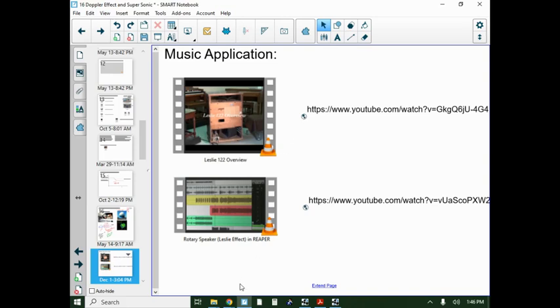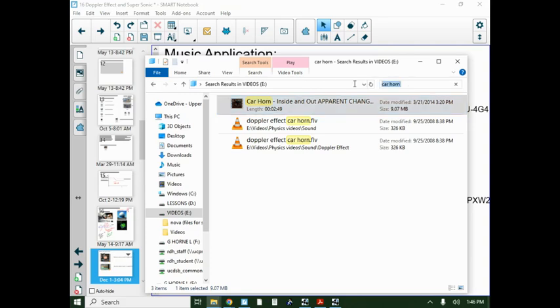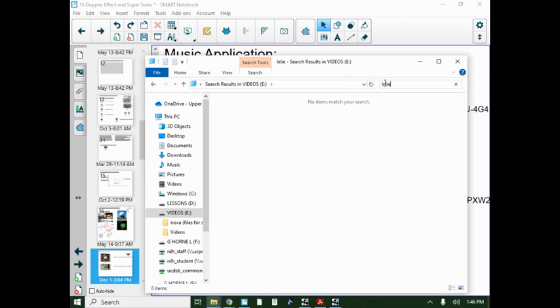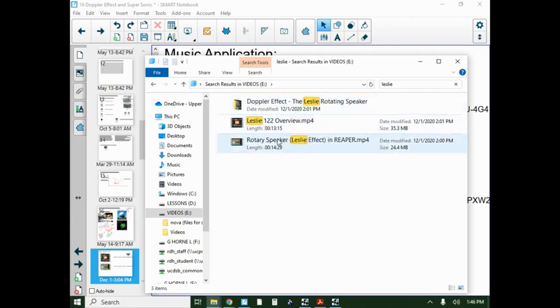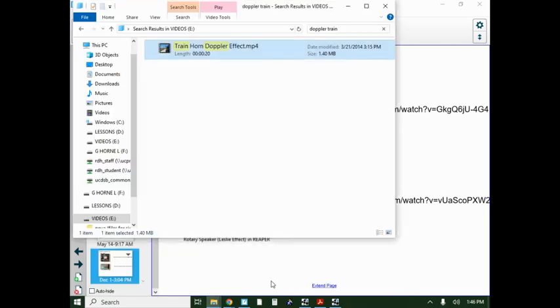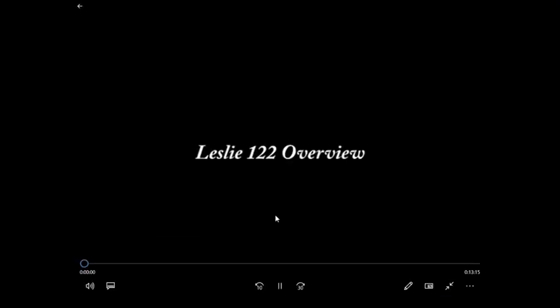A weird musical example is a speaker called a Leslie. I don't know why they call it a Leslie, I should look that up. But the Leslie is the sound that a rotating speaker makes. So, Leslie 122 overview. There we go. If you have a speaker that's rotating, it just makes a neat sound.